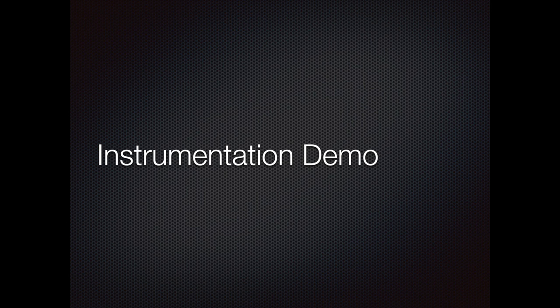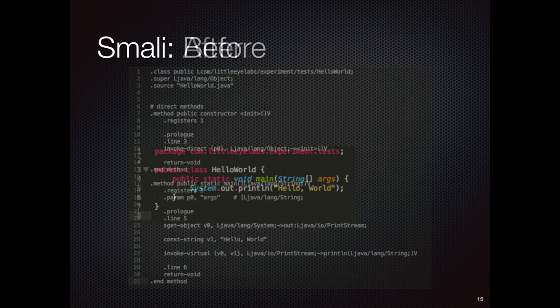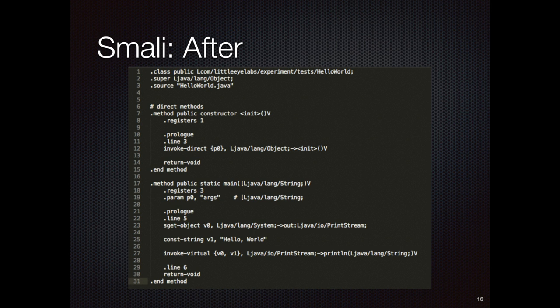So just a little bit on Smalley. This is a simple piece of Java code, hello world. And when I convert it into Smalley, it looks like this. Can't get the mouse there. Okay, but anyway, I guess you can read it.